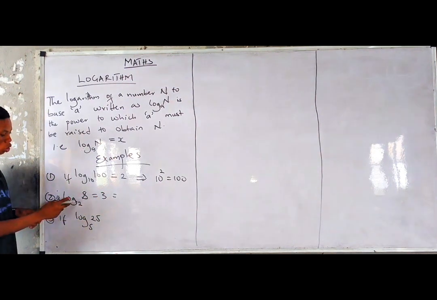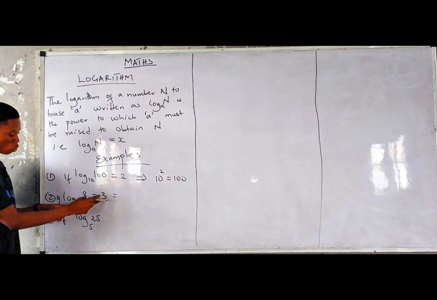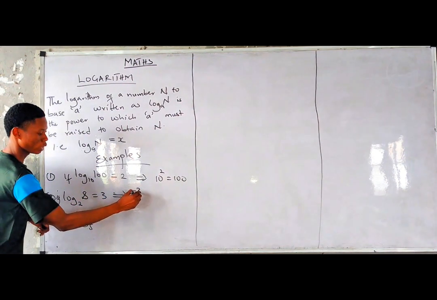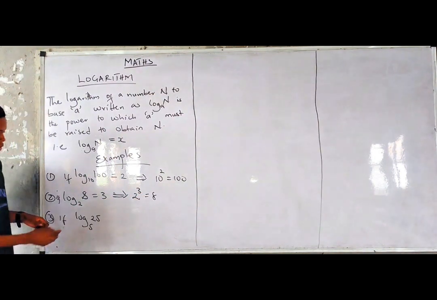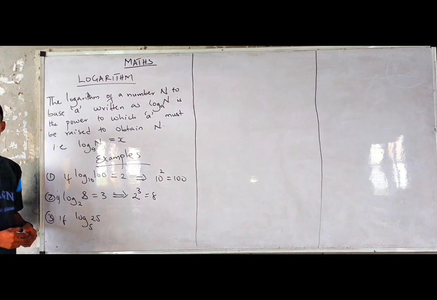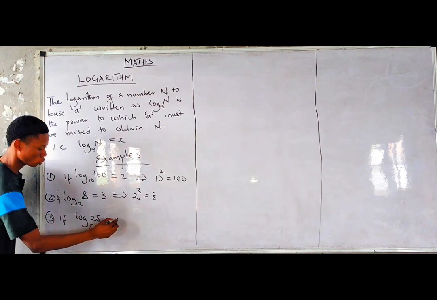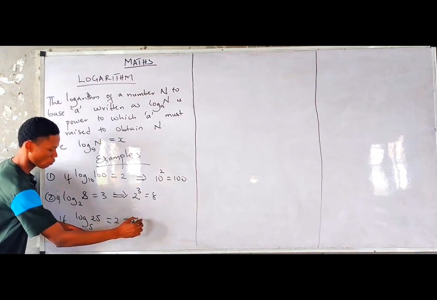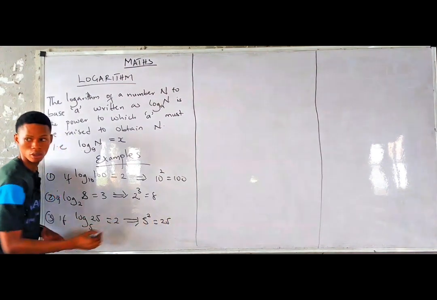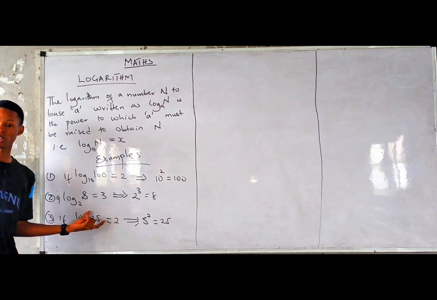Looking at this, log 8 in base 2, you already know it's 3, right? Why? Because 2 raised to power 3 will give me what? 8. Now, log 25 in base 5, what's the answer? 2, right? Nothing to solve. It's 2. Why? Because 5 raised to power 2 equal to what? 25. So just ask yourself, this base raised to power what will give me the number I'm giving?